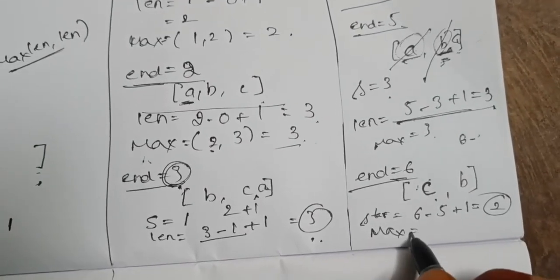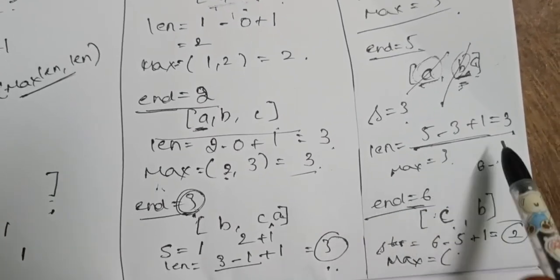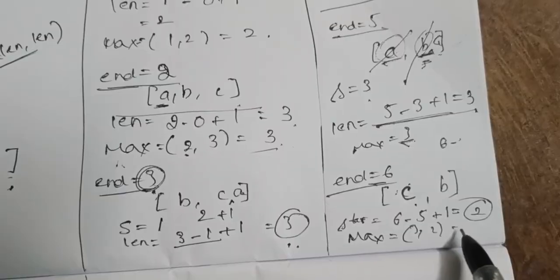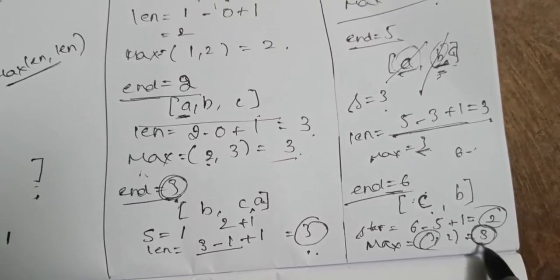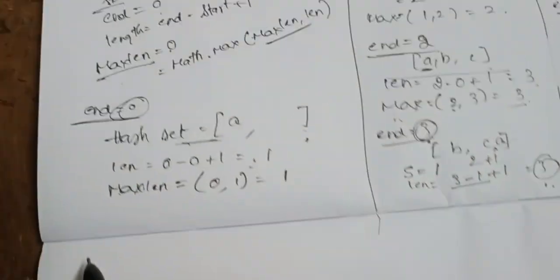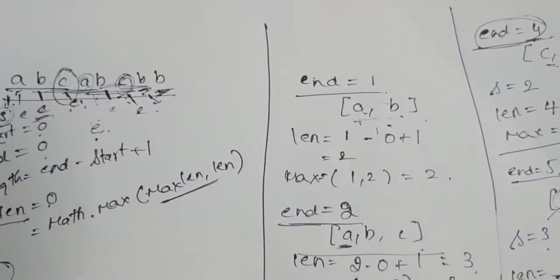But our max length remains same because it is a maximum of max length. Our max length is 3, right? 3 comma 2, which is bigger. 3 is only bigger. So max length remains 3. It is same. And finally my end goes to 7. It means it goes again back to B.